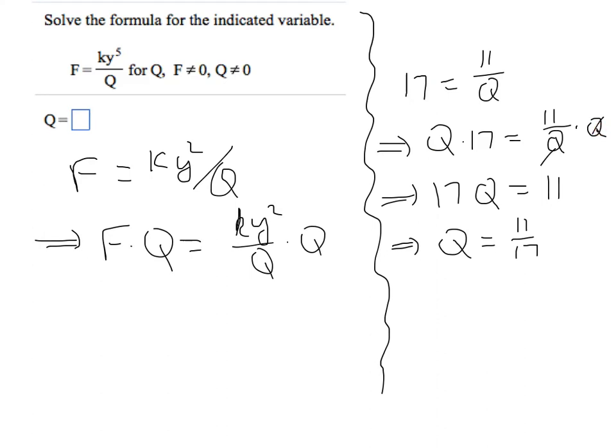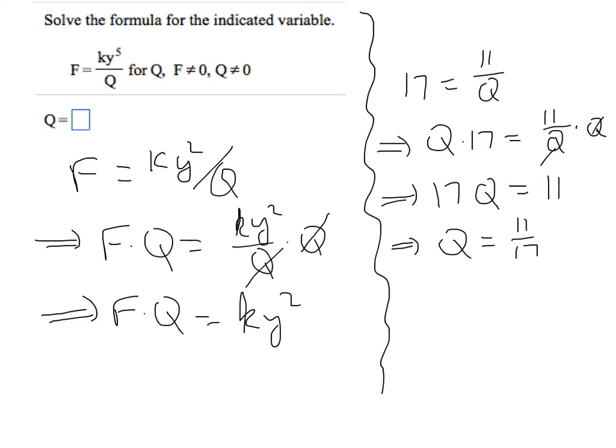The reason for doing that was that I got to cancel a q that I'm multiplying by with the q that's in the denominator. So I should be able to do the same thing here. Here's the q I'm multiplying by, there's a q in the denominator. So I'll have f times q equals ky squared. So multiplying on both sides by the denominator of the fraction in the problem will clear the denominator.